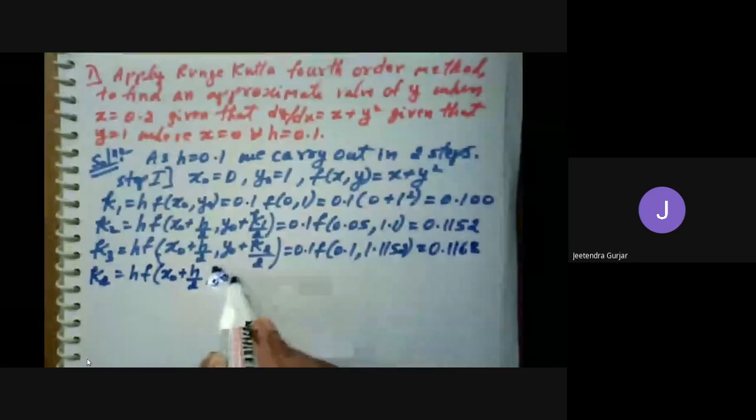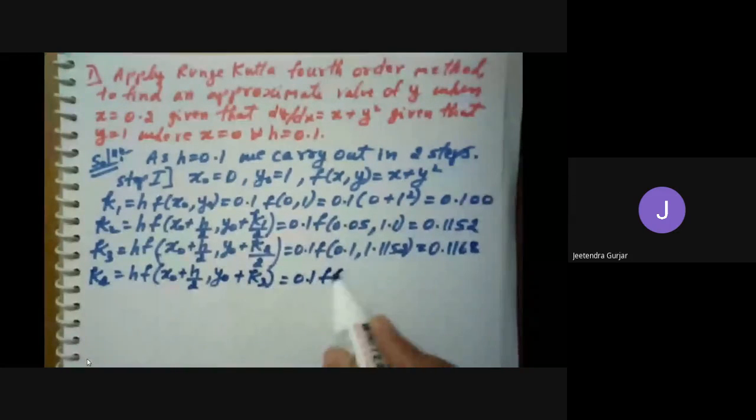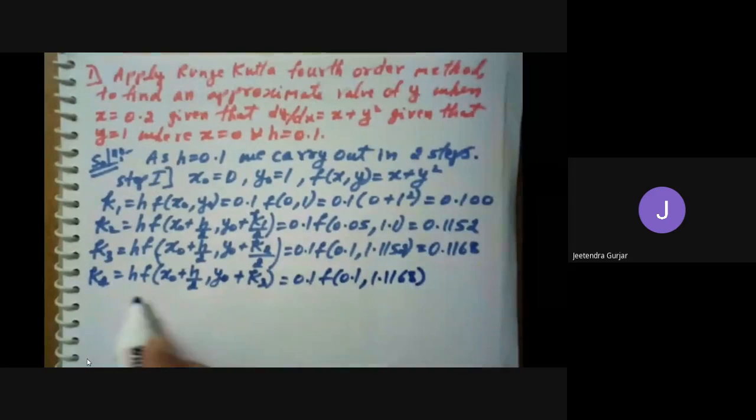It is 0.1. Some values I have just misplaced. In fact, I have just misplaced the value. Sorry for that. But the answer you are going to get here is the same. I think I have misplaced here also. So K4 is equal to, remember this, h f of x naught plus h. Don't change this: x naught plus h, comma y naught plus k3.